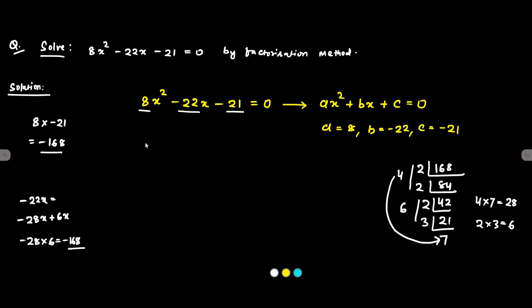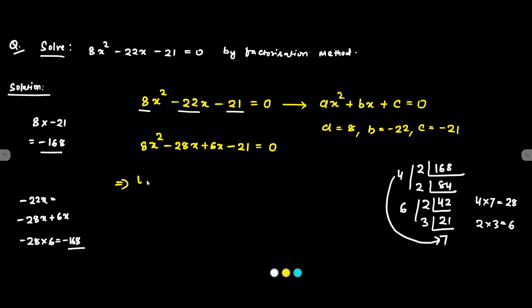So we will write this as 8x² − 28x + 6x − 21 = 0. I have written −22x by splitting it as −28x + 6x. Now we have to go for factorization.